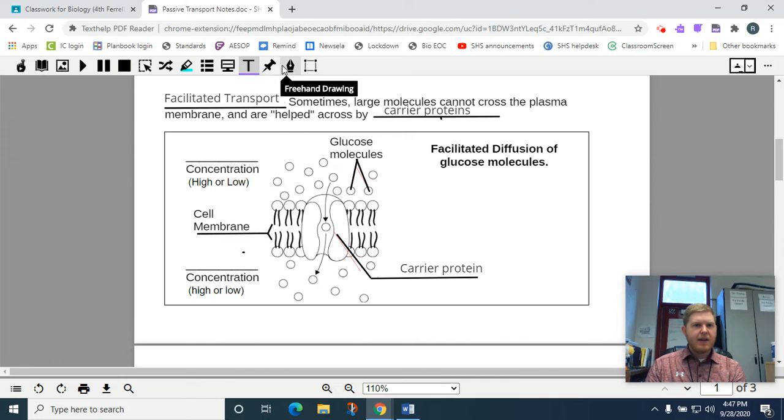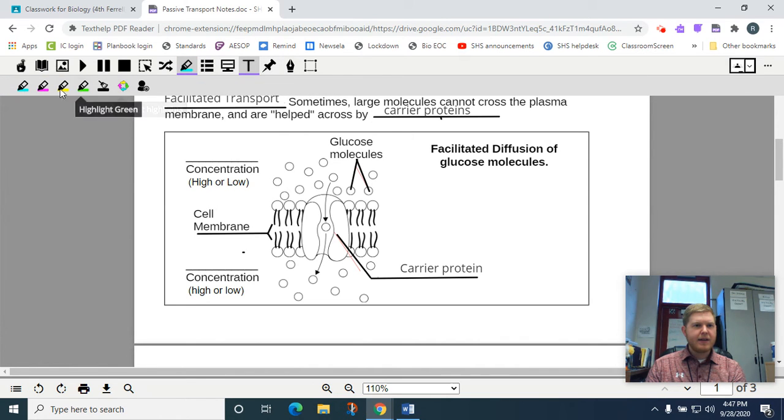So I'm going to use my highlighter here. This is going to be the high concentration. Let's try this again. That's going to be the high concentrated side. And this side is going to be the low concentrated side, because there's more glucose over here than there is here. So with diffusion, we're going to go from high to low.